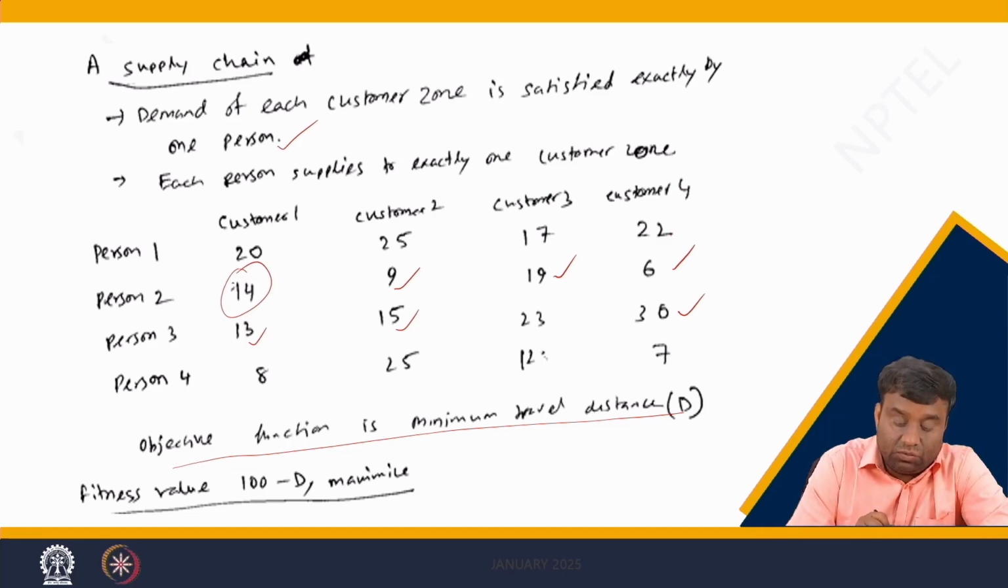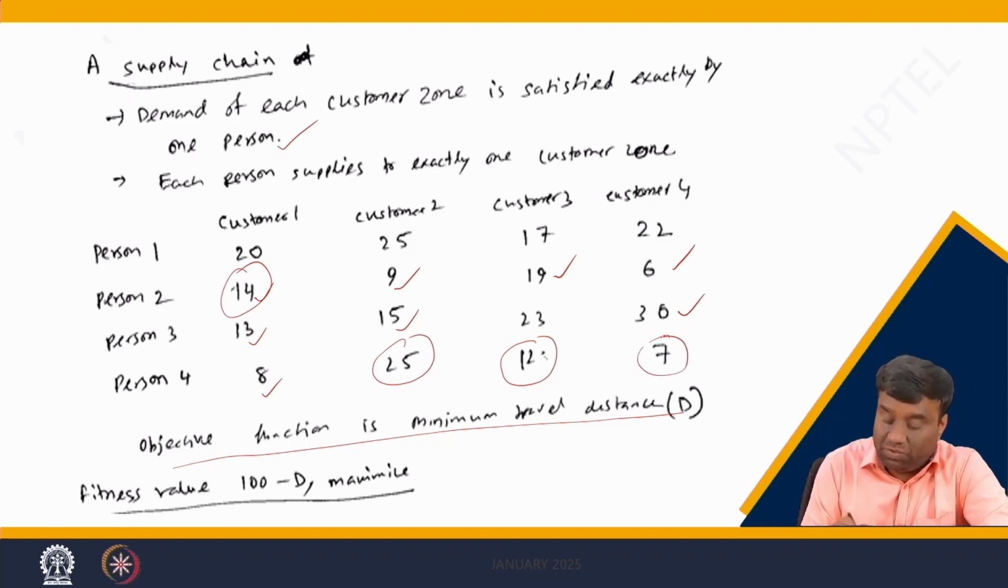For person 2, if person 2 goes to customer 1, distance is 14. Then for 2, 9. For 3, 19. For 4, it is 6. For person 3, for customer 1 it is 13, for 2 it is 15, for 3 it is 23, for 4 it is 30. Similarly, if person 4 goes to customer 1, that is 8 distance. For customer 2, distance is 25. For 3, distance is 12. For 4, distance is 7.